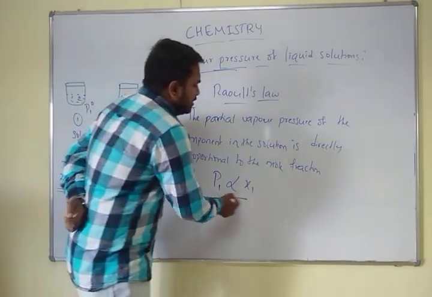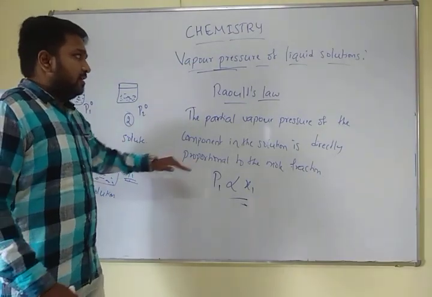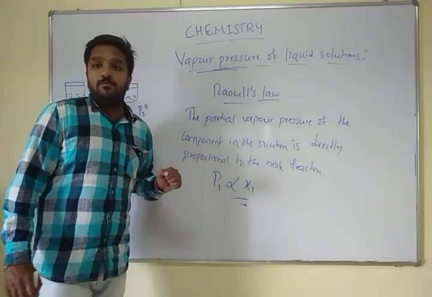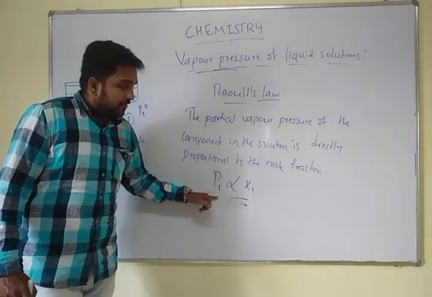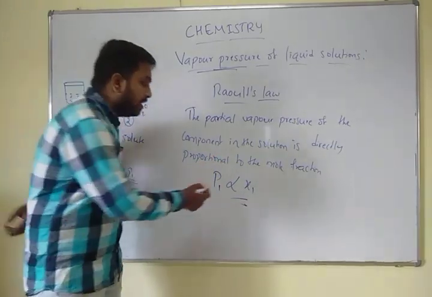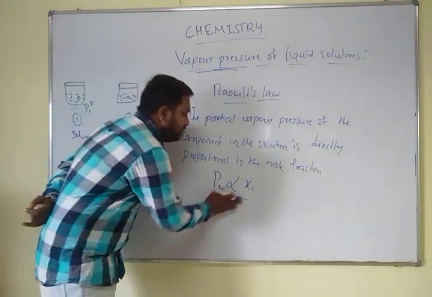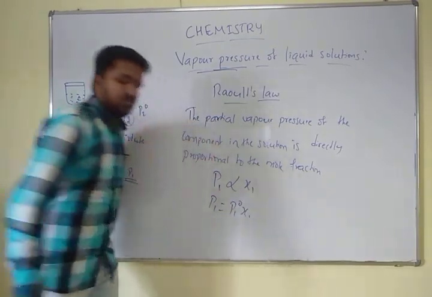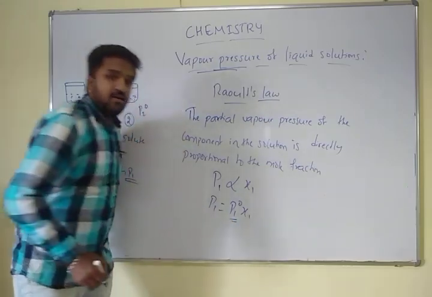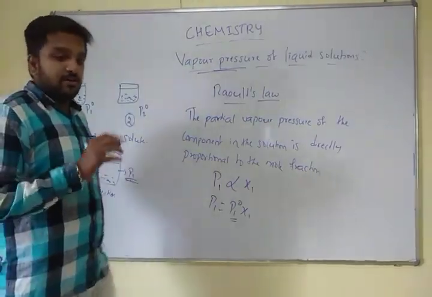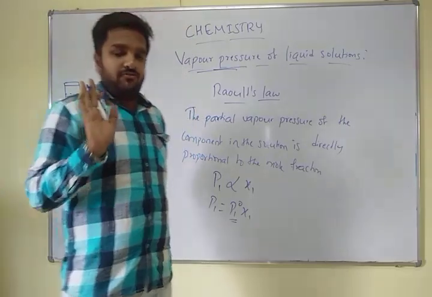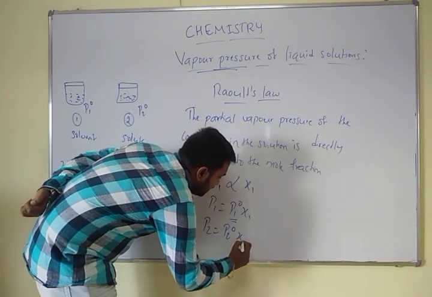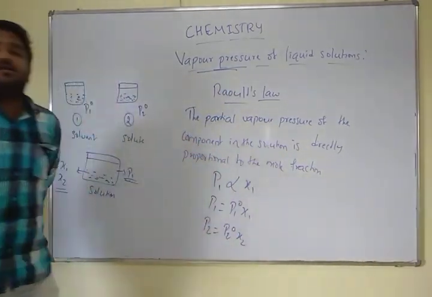Clear? So this is the standard formula for Raoult's law. It says that the partial vapor pressure of the component in the solution is directly proportional to its mole fraction. That means P1 is directly proportional to x1. So in order to remove this proportionality symbol, we are adding a constant. P1 is P1 naught into X1. Clear? Where P1 naught is what? It is the partial vapor pressure of the component 1 in its pure form. Clear? So if you go for P2 in the same case, it is P2 naught into X2.